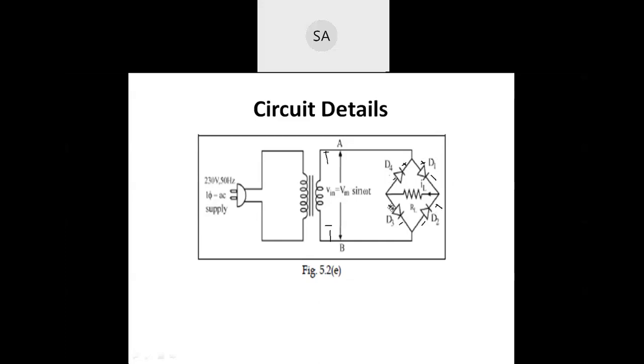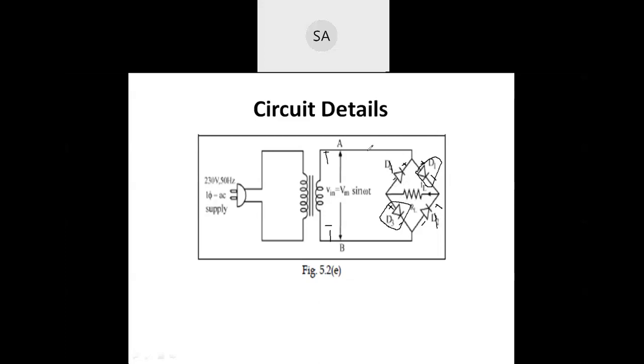During the positive half cycle, the transformer secondary winding end A is positive with respect to end B. So this potential will appear across these diodes. So diode D1 will conduct. It will act as a short circuit, forward biased, and diode D3 will conduct. So diode D3 will be in forward bias. Whereas D4 and D2 will be reverse biased. So these two diodes will be in reverse bias, meaning open circuit.